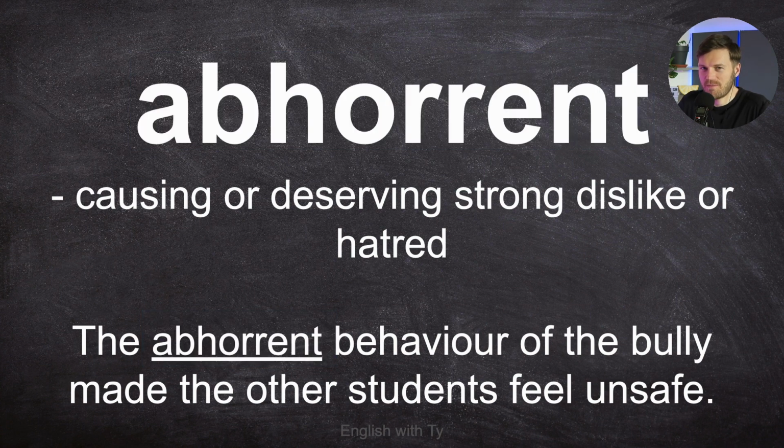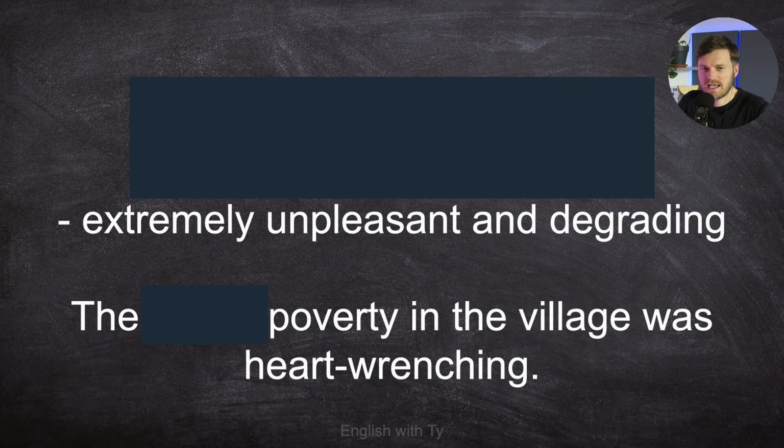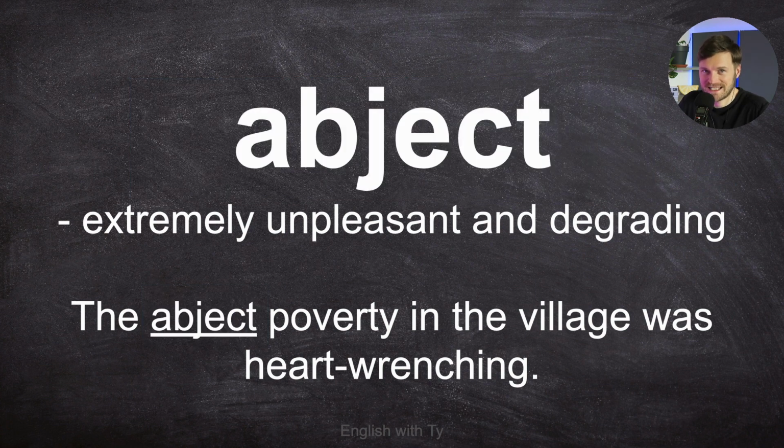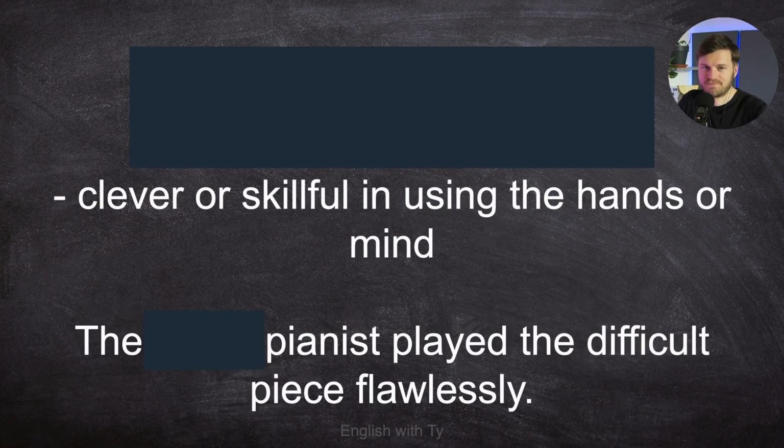The correct answer is abhorrent. The next word has the following definition: extremely unpleasant and degrading. Now, what's the word we're looking for here? Again, if you need more time, pause the video. The correct word is abject. Next up, sharp and forthright. What's the word we're looking for here? Acerbic. Next up, clever or skillful in using the hands or mind. Adroit.